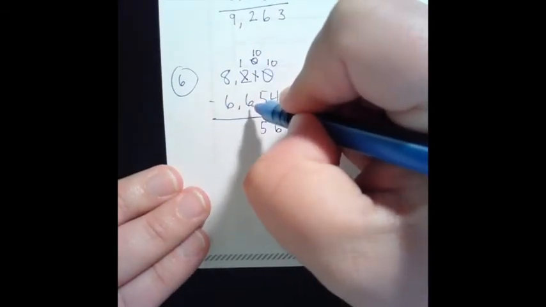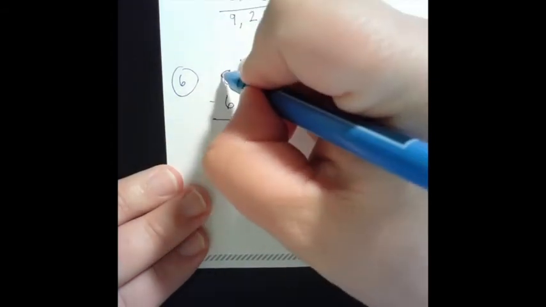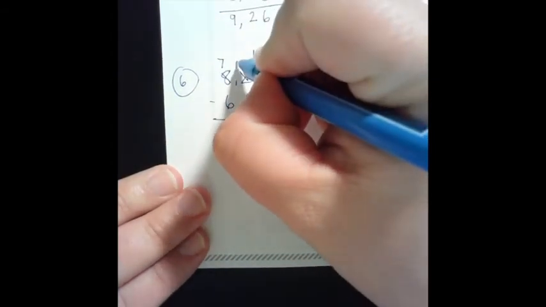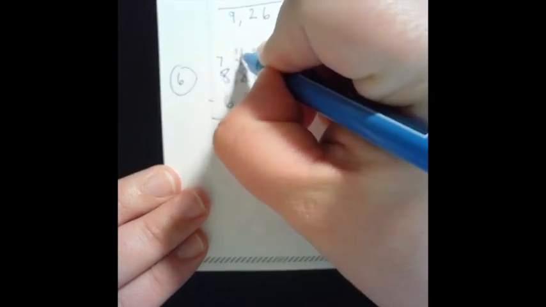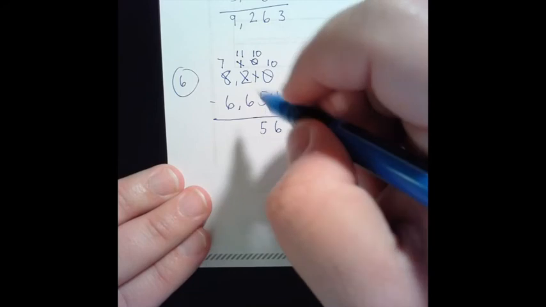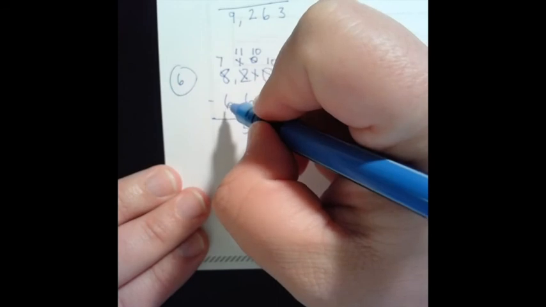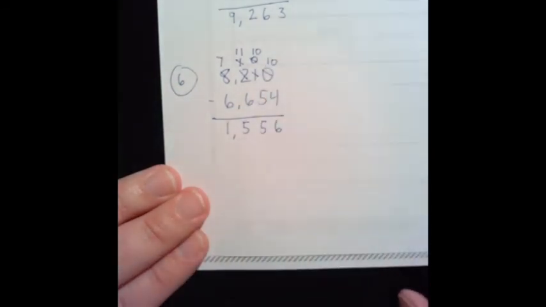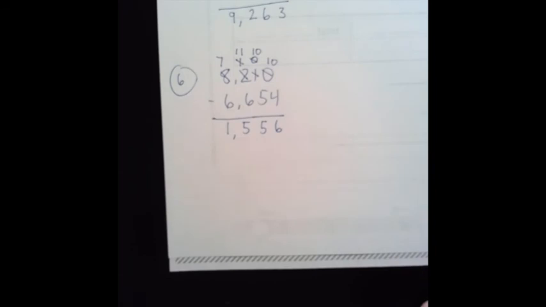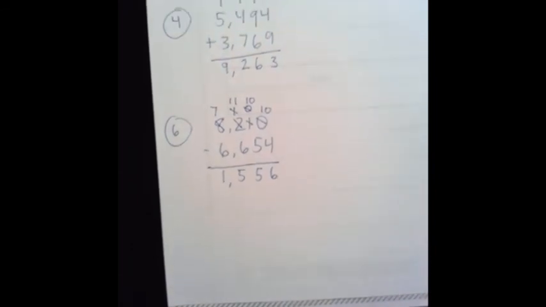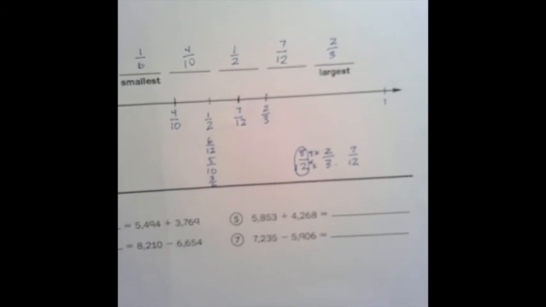1 take away 6. We are not able to do that, so we're going to trade from our thousands. Make that 7. Turn this into 11 hundreds. 11 take away 6 is 5. And last but not least, 7 take away 6 is 1. So we have 1,556. Okay, so transfer that over. 1,556. All right. So go ahead and do 5 and 7 on your own, and we'll take a look at it tomorrow.